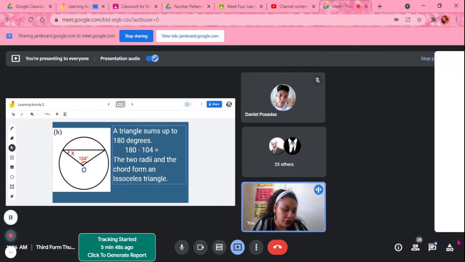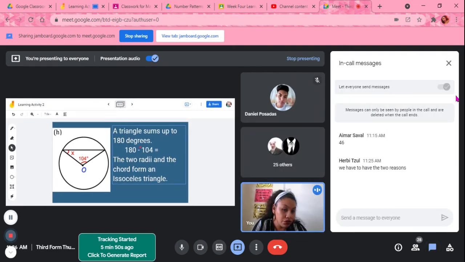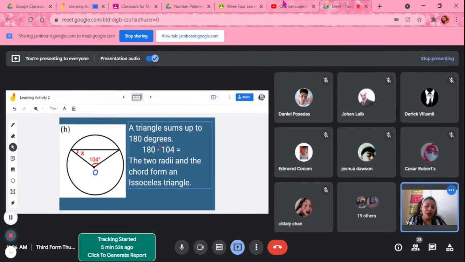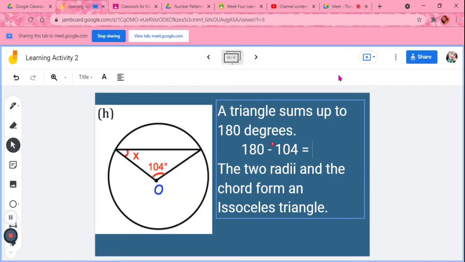You have to use the two reasons. Yes, you have to use the two reasons. The first reason: the triangle sums up to 180, so I'm going to do 180 minus 104. That is the first thing. And then, what would this give you before I go to the other one? 180 minus 104. 76.